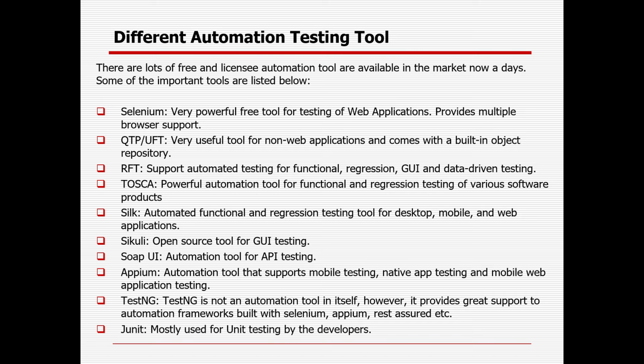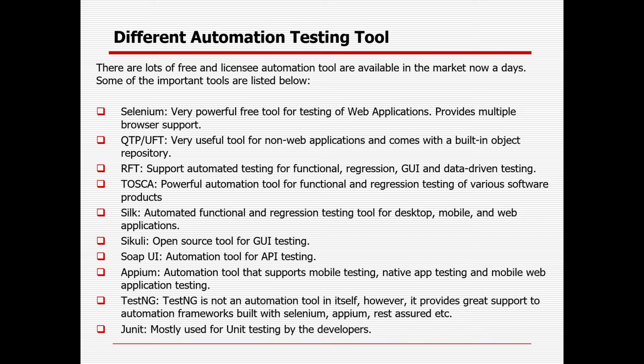UFT or QTP is a very powerful tool, but it is a paid tool for non-web applications that comes with built-in object-oriented features. RFT, which is Rational Functional Tester, is also supported, which is also a paid license tool. Automation testing for functional regression, GUI, and data-driven testing. Tosca is also a license cost tool, a powerful automation tool for functional and regression testing of various software products. Silk is also a paid tool, used for functional regression testing of desktop, mobile, and web applications.